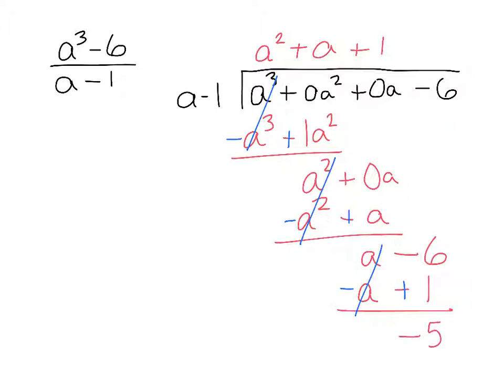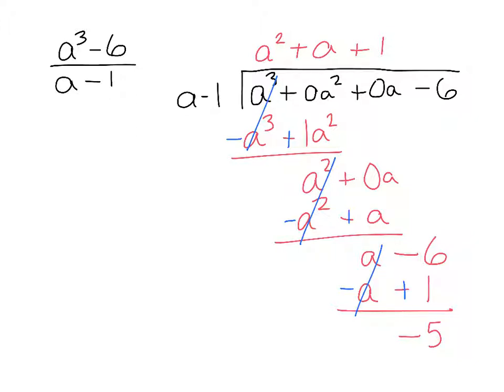Now, I don't have any other numbers to bring down, but more importantly, it has to do with a cannot multiply by something and get you just a number. There would have to be at least an a there. And once you get to that point where you run out of the variable and you're just down to a number, that's how you know you're done. This negative 5, that's my remainder. So I'm ready to write my answer.